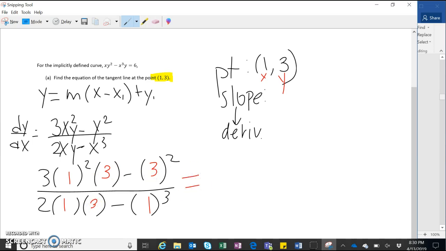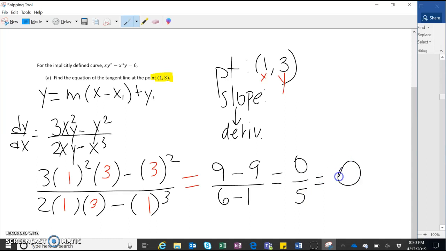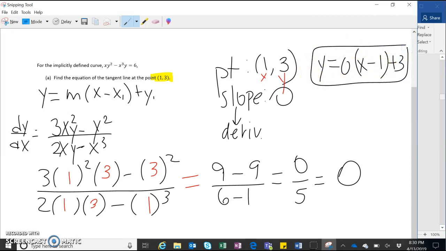And then I can just do some math and generate my slope. So 3 times 1 squared times 3 is 9, minus a 3 squared is also 9, over 2 times 1 times 3, 6, minus 1 in the denominator, that's 0 divided by 5, which still causes a lot of you some grief. 0 over 5 is a big fat 0. So the slope of my line is 0, which means my equation is 0 times x minus 1 plus 3. No need to simplify, we're done.